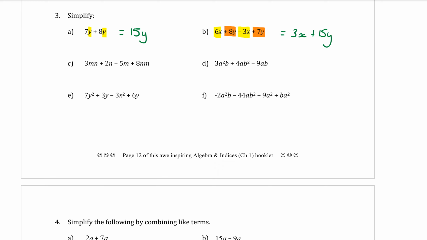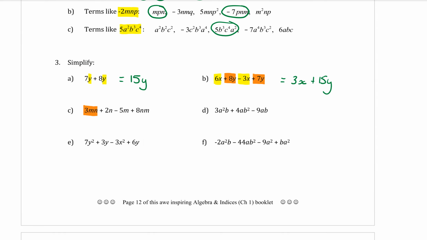3x plus 15y, that's the answer. Don't try to add your x's with your y's. Okay, can't do that. Part C, I have 3mn. I have 2n, that's different. 5m, that's different. 8nm, that's the same. The order is just different, and that's okay.